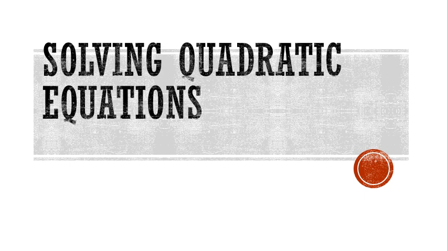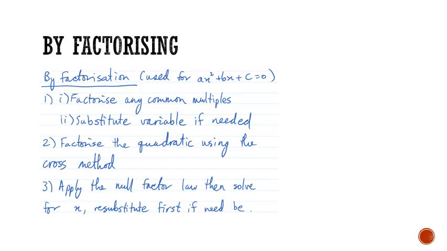In this video, we're going to go through solving quadratic equations. Now, to solve quadratic equations, there's two ways that we generally use. The first way that we're going to look at is factorizing. If you have equations in the form ax squared plus bx plus c equals 0, you normally use factorizing. I'm not going to say you always use factorizing, but generally you will.